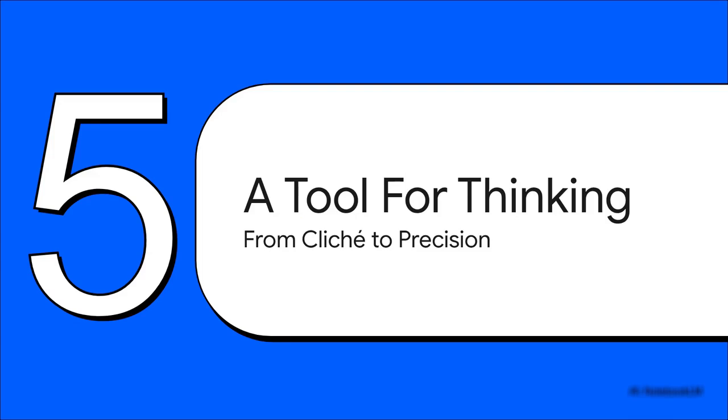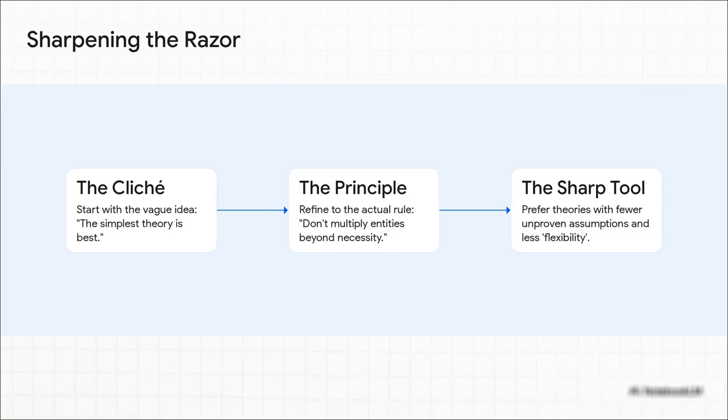So let's bring this all together. We've taken that dull cliché that everyone knows, and we've honed it into a much sharper, much more precise, and frankly, much more powerful tool for thinking. We started with that bumper sticker slogan, the simplest theory is best. Then we refined it to what Occam actually said, don't add stuff you don't need. And finally, we sharpened it with modern science to get to the real powerhouse version, prefer theories that make fewer unproven assumptions and are less flexible, the ones that take the bigger risks.